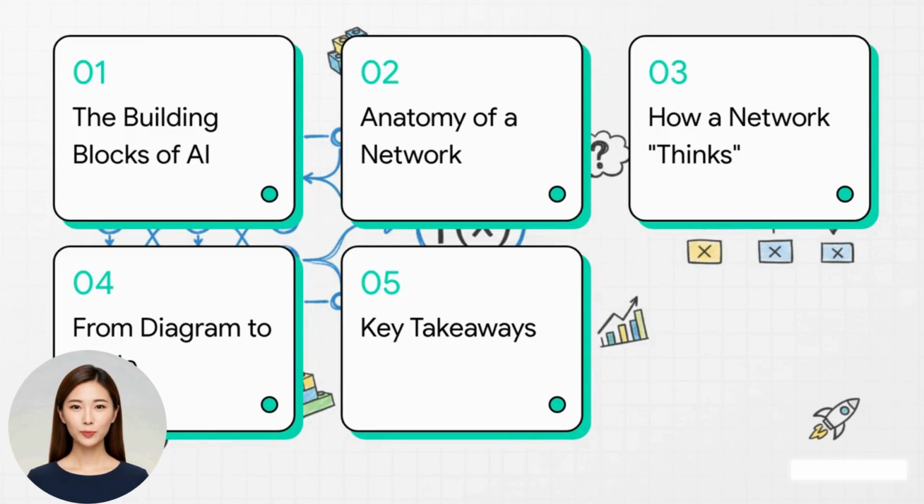Here's the game plan for this explainer. We'll start with the basic building blocks, then dissect the anatomy of a simple network. After that, we'll explore how that network actually thinks, see how a simple diagram turns into real code, and then we'll wrap it all up with the key takeaways.